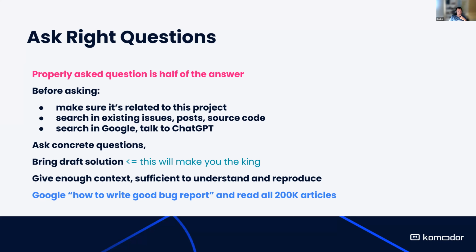Before you ask the question, make sure that it's really related to the context, related to the project, if it's in the context of an open source project. Because otherwise, if you are asking inside one project for help with another tool, completely different, it's meaningless. You should go and ask in that tool. Search in existing issues, posts, maybe search through the source code to understand if this question was answered or has an existing answer from the past. Search in Google, talk to ChatGPT.